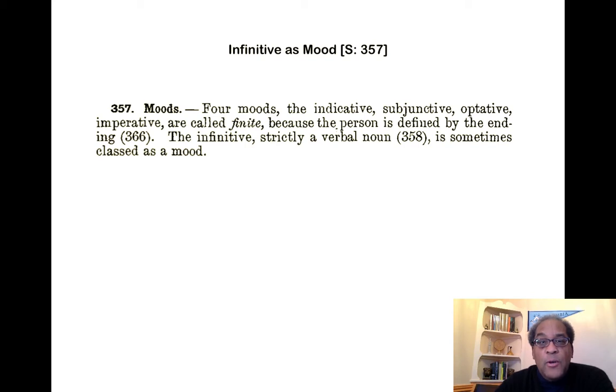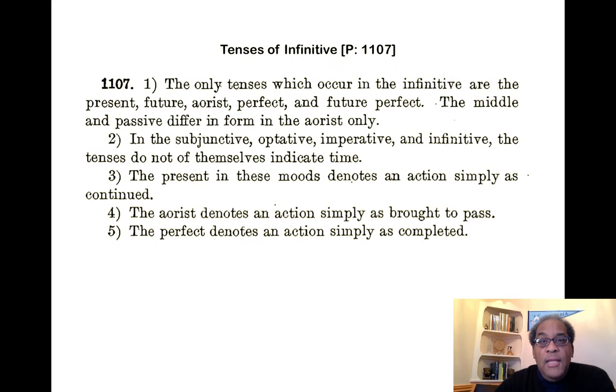And these moods are called finite because the person and number are defined by the ending. The infinitive, however, which is strictly a verbal noun, is sometimes classed as a mood. Now, the only tenses which occur in the infinitive are the present, the future, the aorist, the perfect, and the future perfect. The middle and passive differ in form in the aorist only.